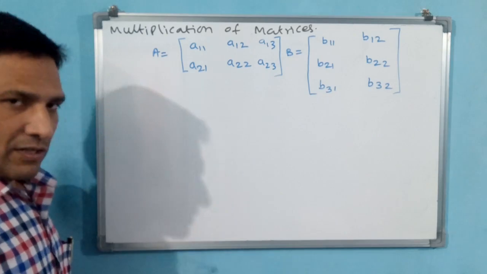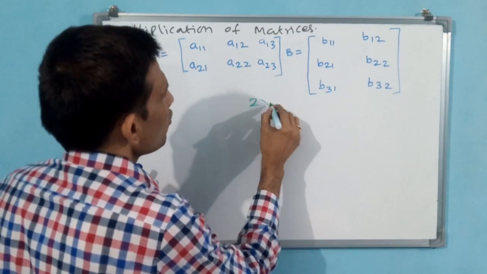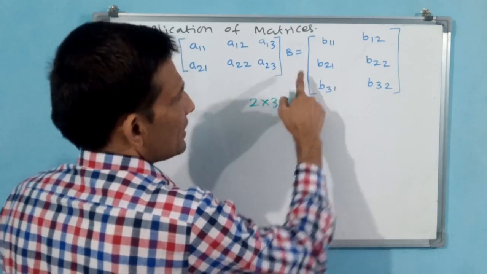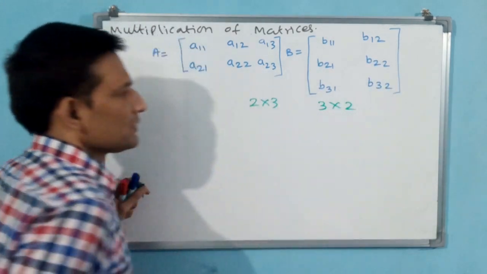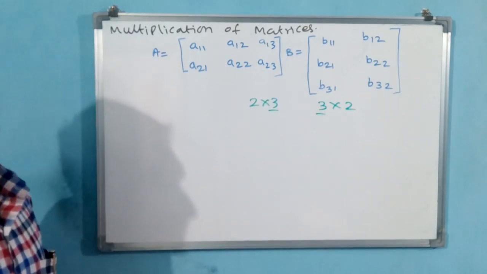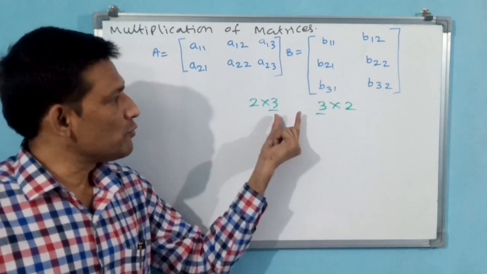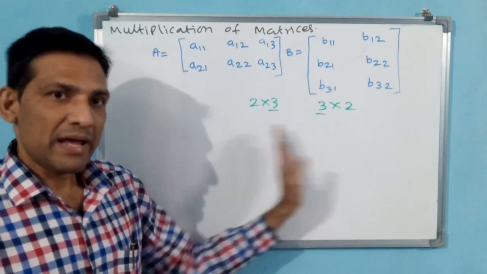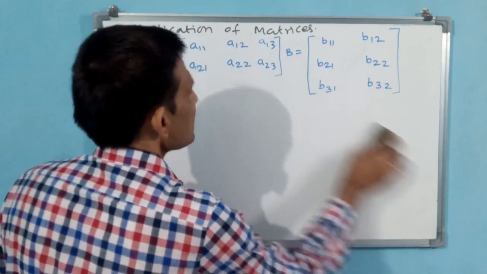Okay. Now you see what I am writing here. See here, 2 rows, 3 columns. So 2 rows, 3 columns order. This order is 3 rows, 2 columns. You see 3 and 3 matched. First matrix columns, second matrix rows should match. Columns and rows matched. Now we can perform the multiplication. Okay, now let us see.